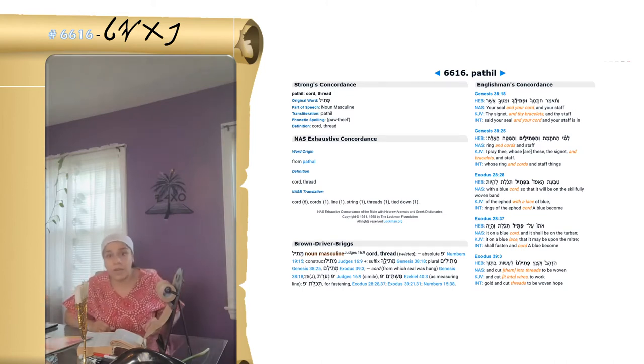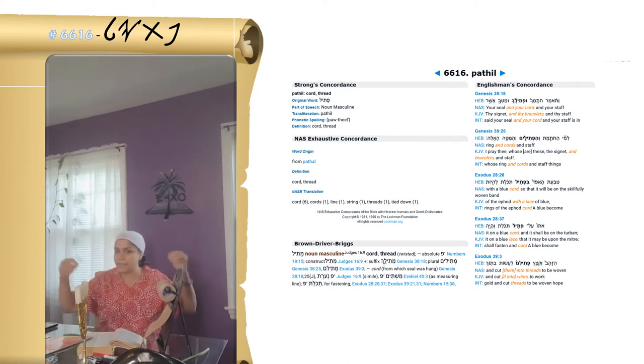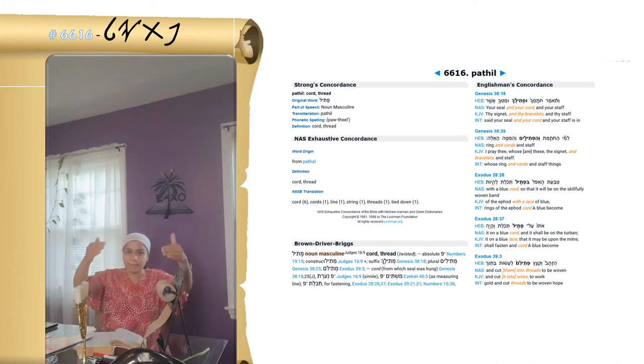Patil means cord, thread. If you notice, I did the pa symbol because the pa symbol is in the word patil. Patil is Strong's 6671. The yod symbol is the hand, and the lamed symbol goes out. Now the pa symbol is two.